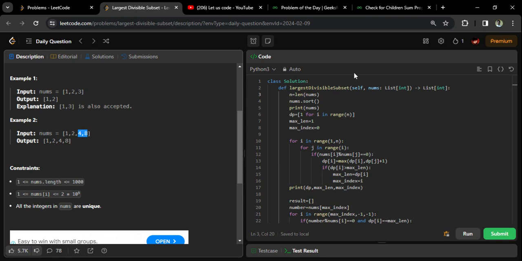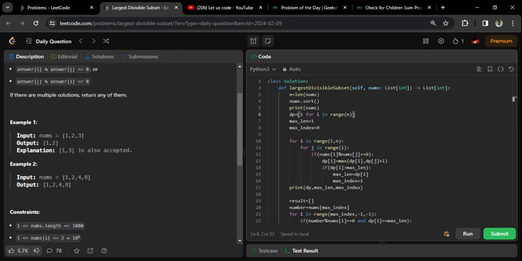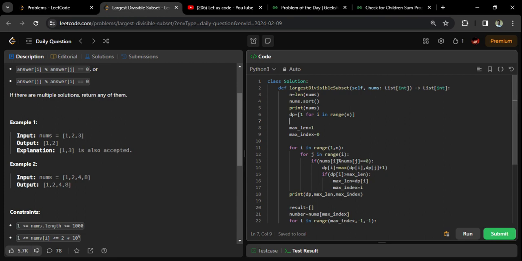For doing that I will sort the given nums array, then I will print it out. Then I'm going to create a dp array. The length of the dp array is going to be the same as the length of the nums array, and initially all the values will be 1. If you want, I can just quickly print and show this as well.